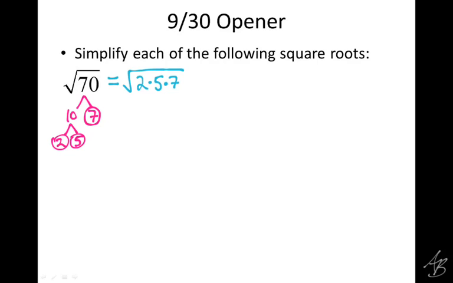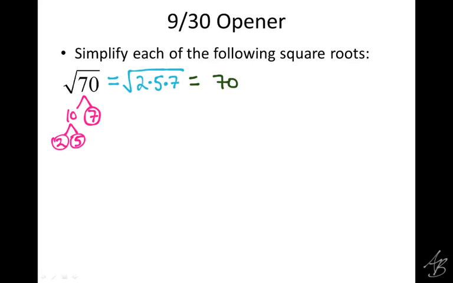So in our square root, instead of 70, now we have 2 times 5 times 7. Okay. And then we look for pairs. Do we have any pairs here? No. So we don't have anything that's going to get outside of the square root because there are no pairs. So now we multiply it out. And 2 times 5 times 7 is 70. So our answer is 70? No. What's missing?